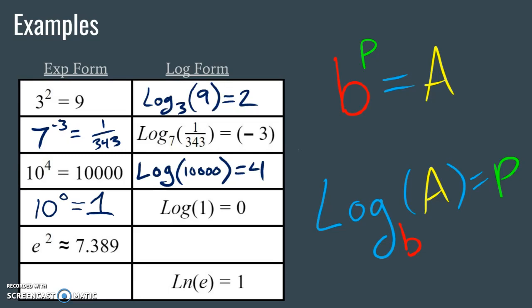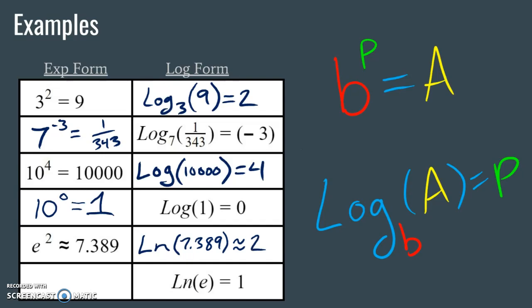Finally, our natural log pairs. E to the 2nd power is approximately 7.389, but decimals aside, the process is the same. E belongs to the natural log. So if I want to convert to logs, e belongs to ln. The natural log of this decimal, 7.389, is going to approximately equal 2.